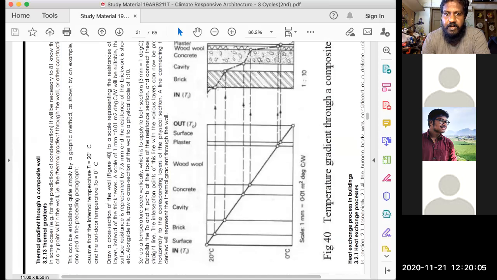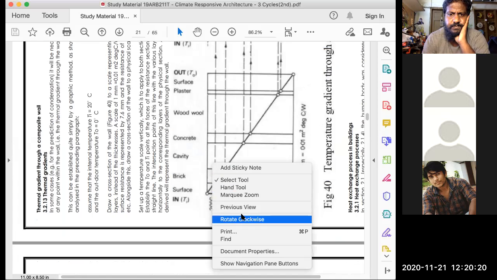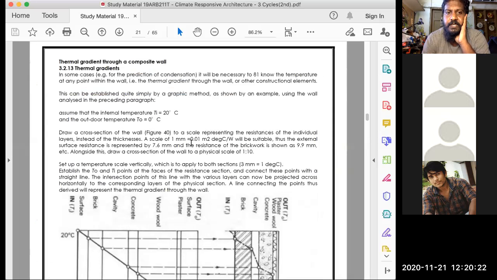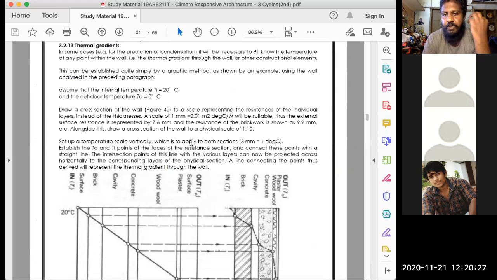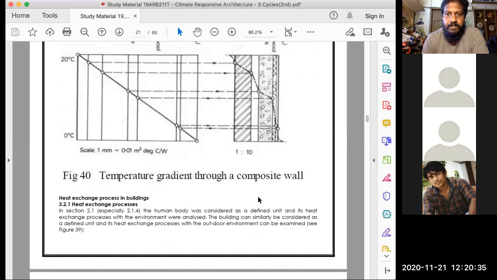Here the temperature is broken down from 0 to 20 degrees, showing how each surface is taken up. You don't need to memorize any of this content. All of it is purely for understanding how the temperature plays a different role in accordance with the transmittance of each of the materials. In the earlier class, I displayed a chart of the transmittance, the U value, for each of the materials.